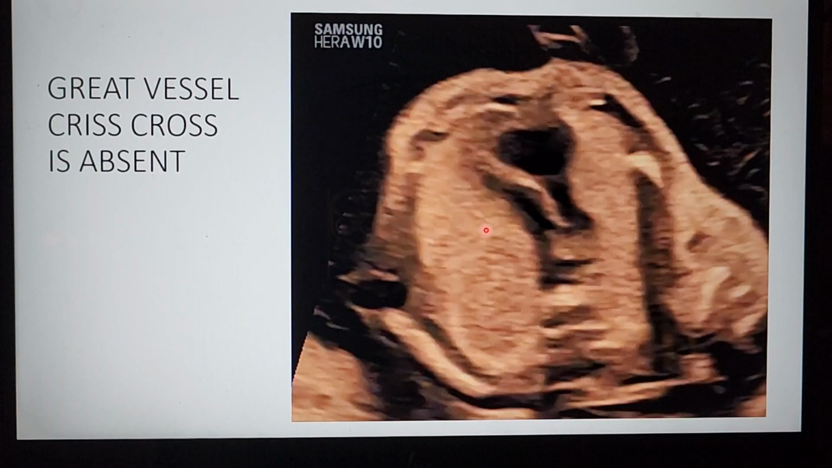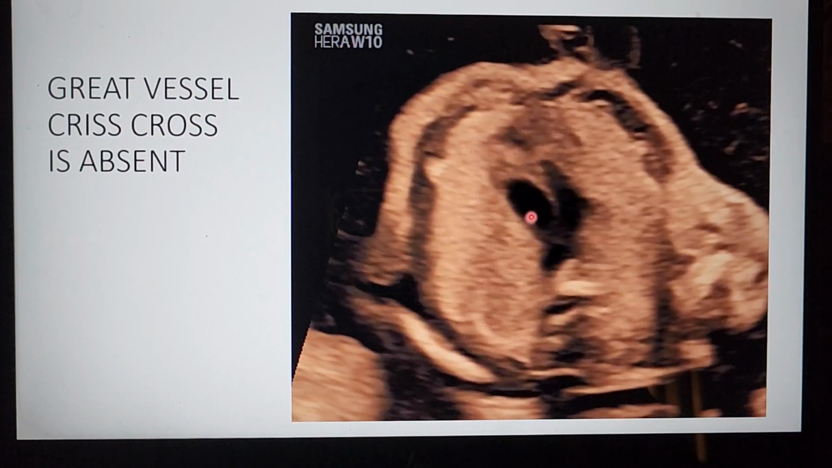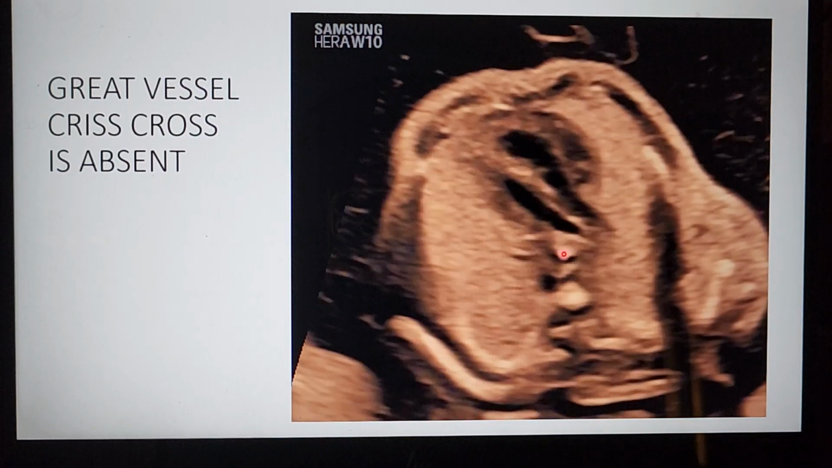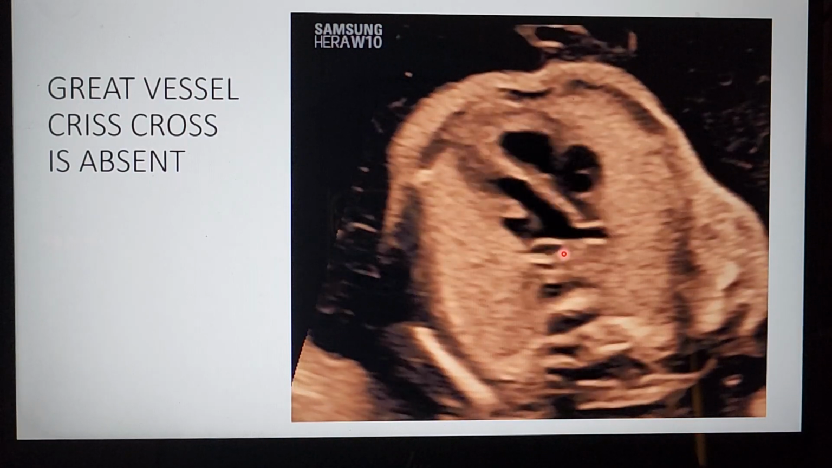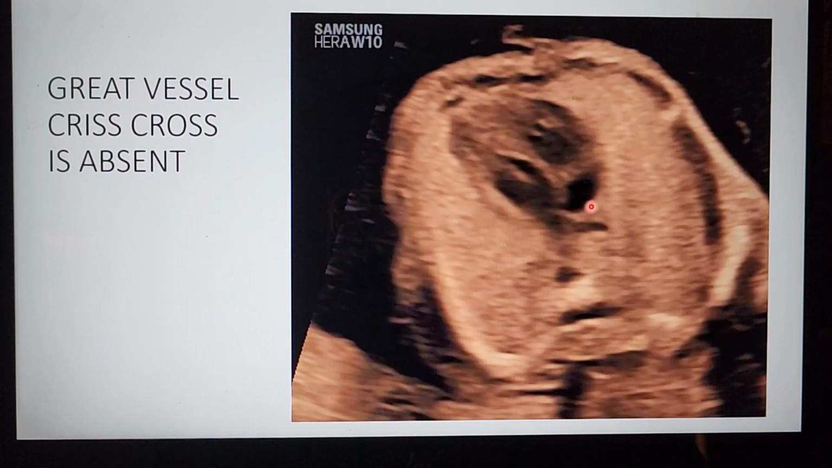We will see that. So now this is the outlet view, the view above the 5-chamber view where we normally get the great vessel crisscross. Now you can see that instead of crisscross, both will be parallel to each other. Now this is the left, this is the right, but from the left comes a vessel which branches, and from the right comes out a vessel which does not branch.